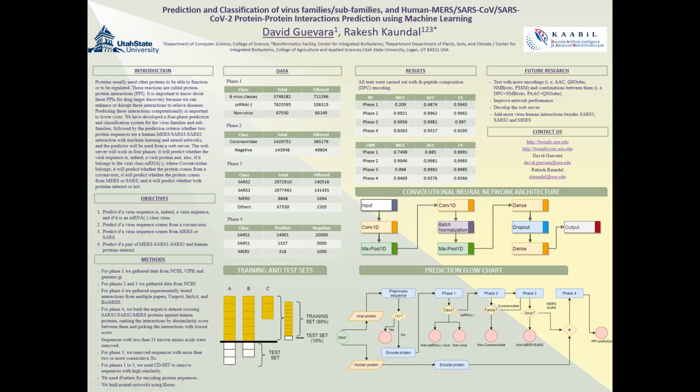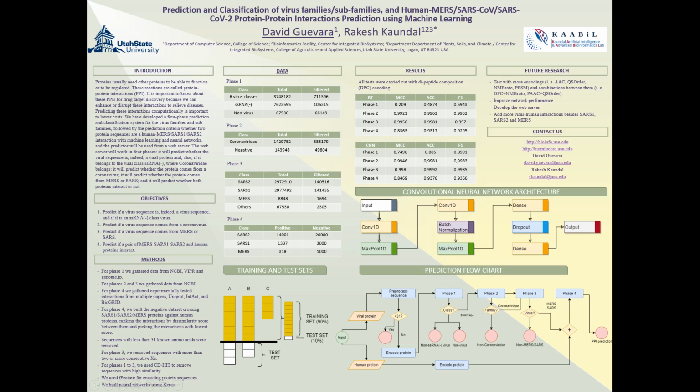There is a different model for each one of the three viruses. If the phase 3 predicts it is a MERS protein, it runs through the human MERS model. If it predicts it is a SARS protein, it runs through both the human SARS-1 and SARS-2 models.